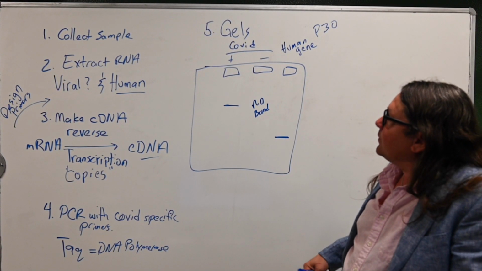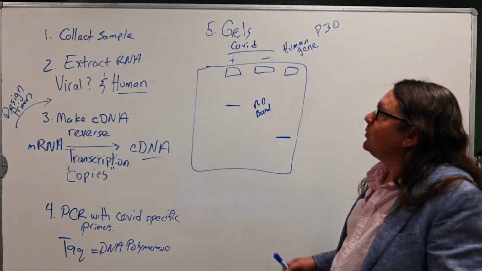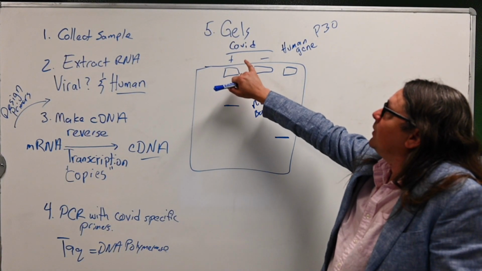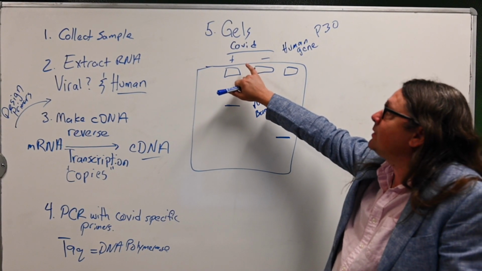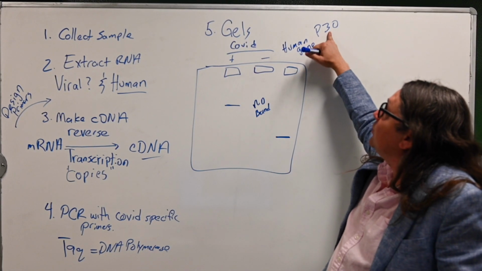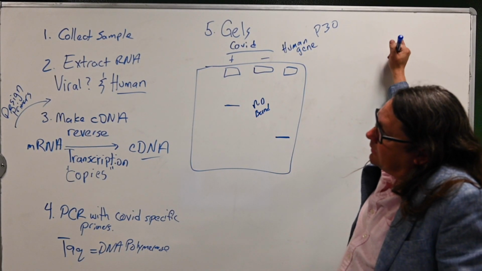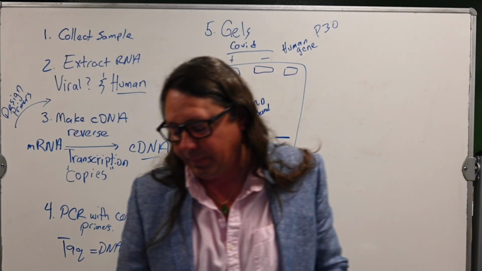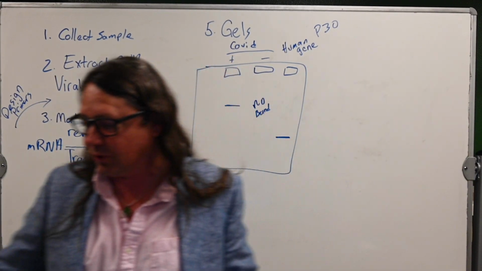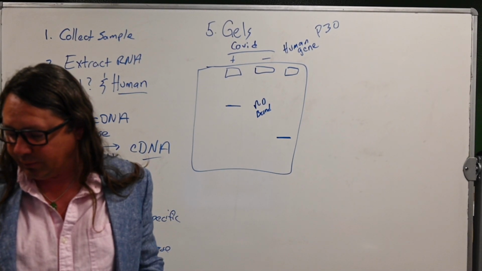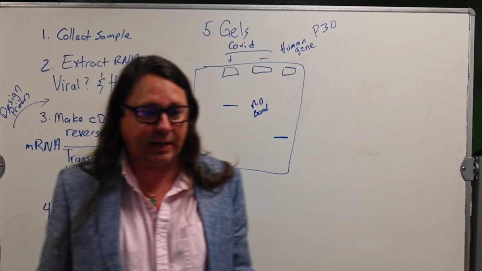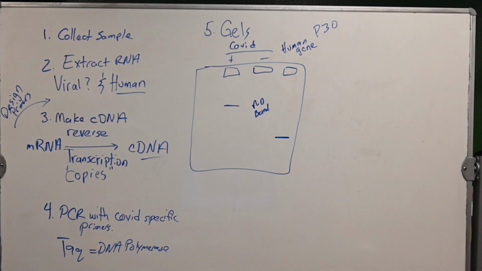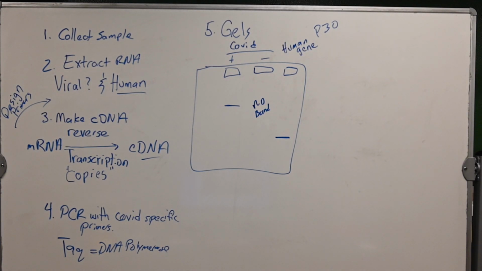So that's what we're going to do. We're going to design primers to two COVID genes, the human gene and the spike gene. And the spike gene is something that we add to the mix, or we use as another positive control. Okay, so let's talk about primer design now. Any questions?